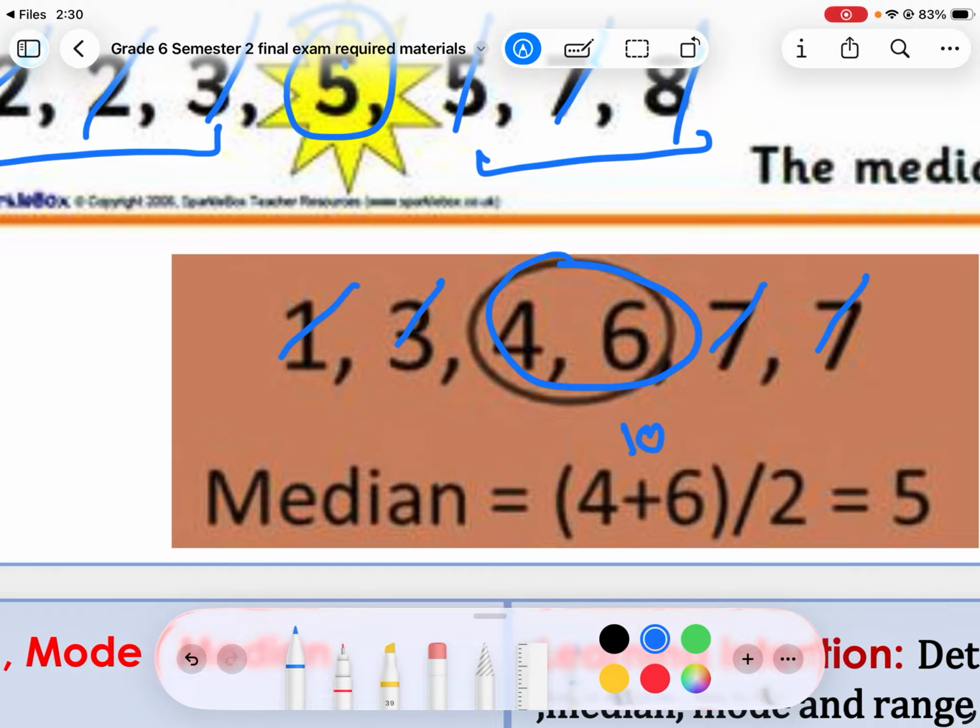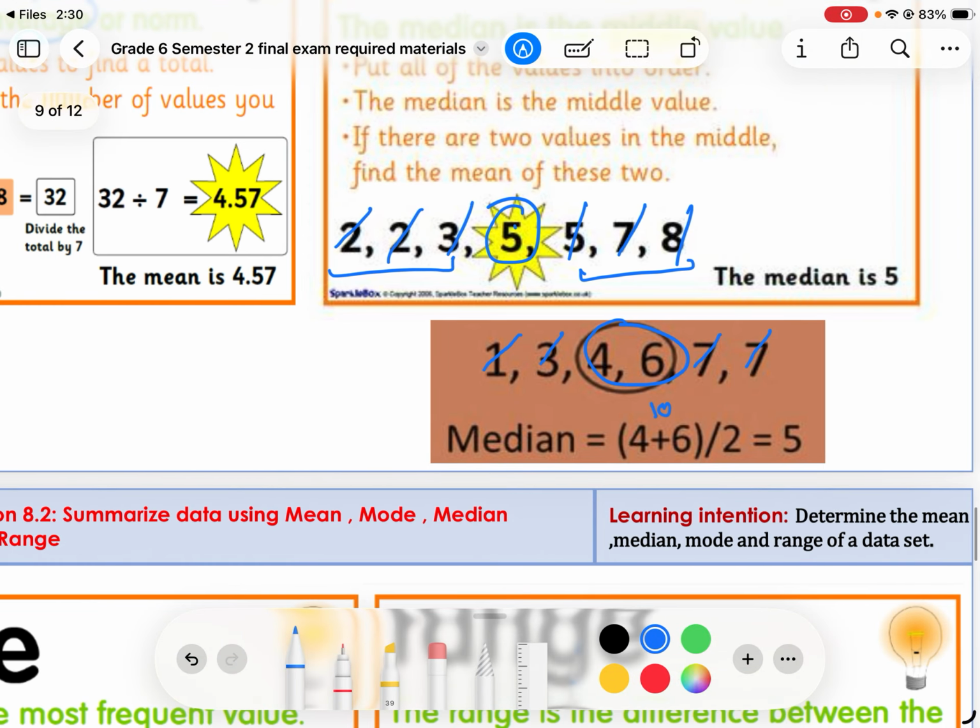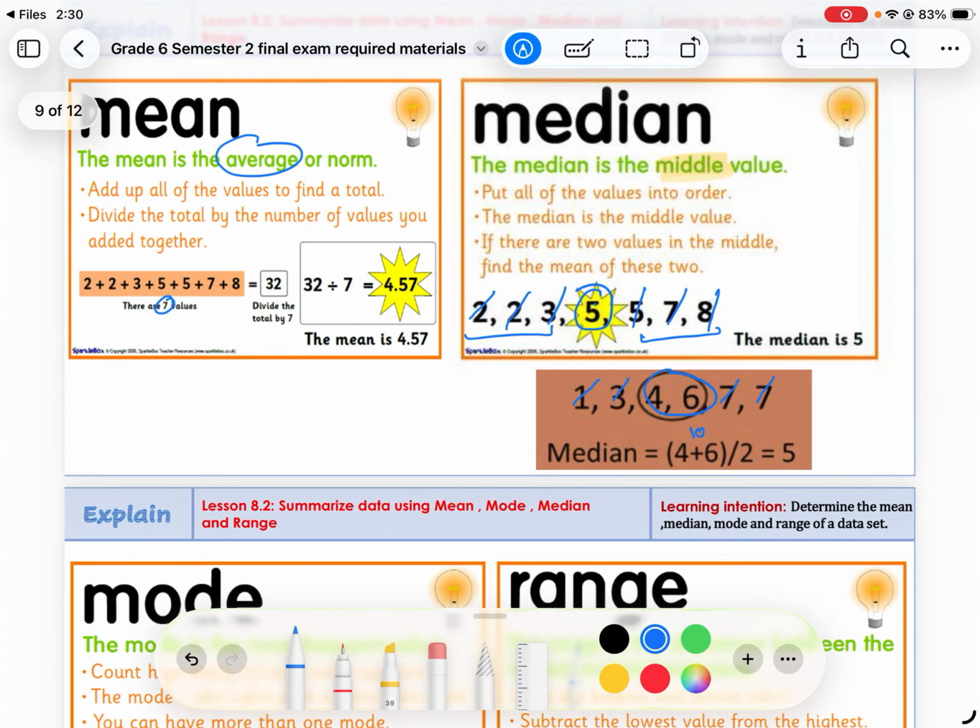So when do I do this, add and divide by 2? Only if I end up with 2 values for the median in the middle. Okay, this is regarding the median.